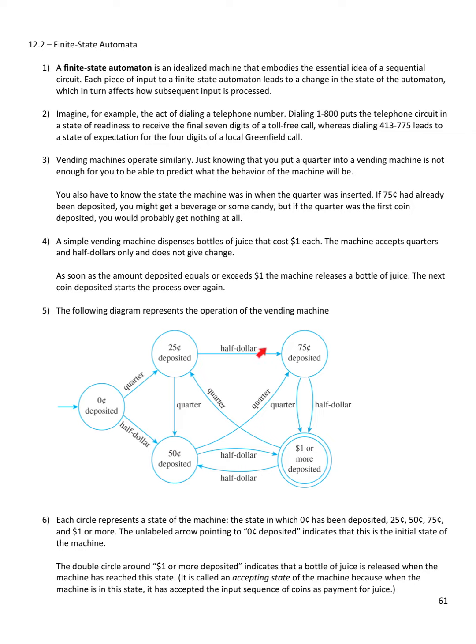And then the arrows between the different states represent the input. Right? So if you're at the 0 cent deposited state and you input a quarter, now you're at the 25 cent deposited state. If from the 25 cent deposited state you input a half dollar, now you're at 75 cents deposited. And if from here you input either a quarter or a half dollar, you land at $1 or more deposited and a bottle of juice comes out.